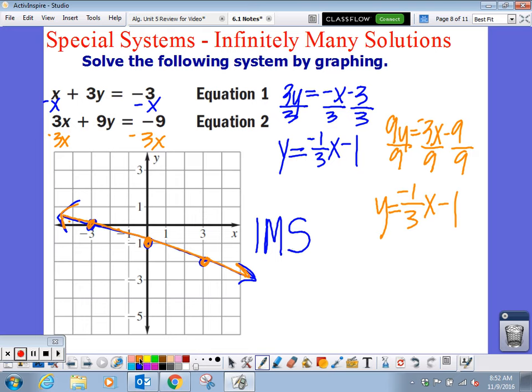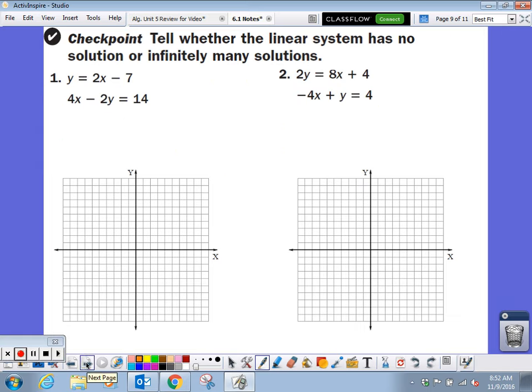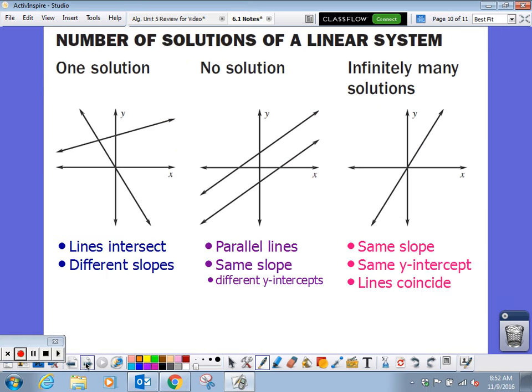So if you want to write this down, actually I think it might be on the next slide. Actually, we're going to skip the next slide. Okay, but it talks about it here on this slide. It says number of solutions of a linear system. Okay, we saw on the first couple that we did, they intersected. We just had one solution. Okay, we had one point, one ordered pair where they intersected. Okay, so they had different slopes.